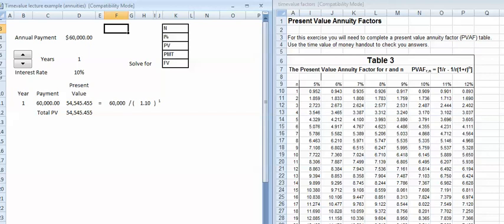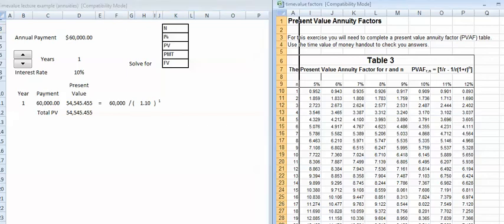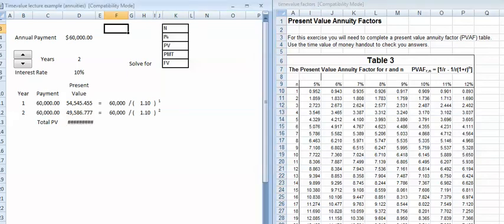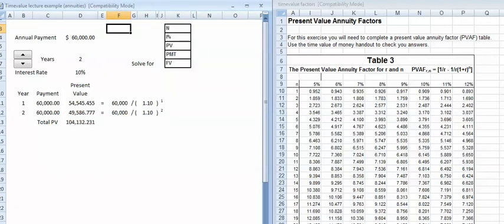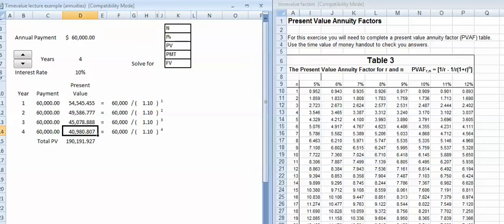The first $60,000 payment that we make at the end of year one has a present value of $54,545. That's simply the $60,000 divided by 1.1 to the first power. The $60,000 payment we make in year two has a present value of $49,586. That's $60,000 divided by 1.1 squared. The third year payment has a present value of $45,078. The fourth year payment will be discounted back at 10% for 4 years and has a present value of $40,980. And finally, the fifth year payment has a present value of $37,255.